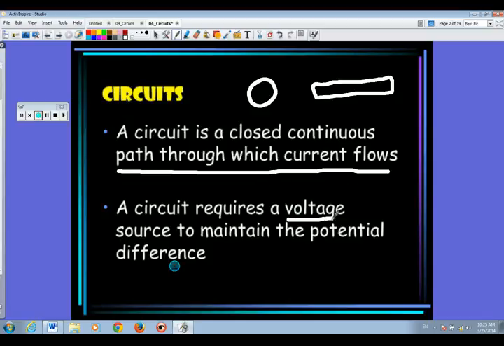We need a voltage source, like a battery or electricity, and we're going to talk about this idea of potential difference as well. But you have to have something that initiates that flow of electrons.